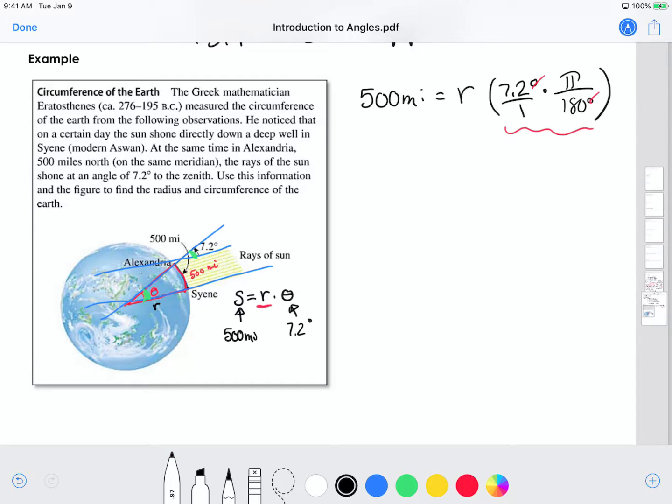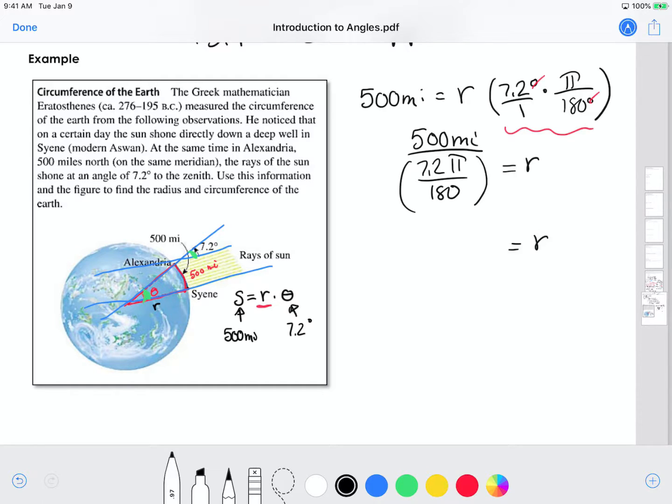So then to solve for r, I just got to divide both sides by 7.2 pi over 180. So I'm going to put that in the calculator. I'm going to have 500 divided by, now I have to remember to put parentheses around the denominator so the calculator knows all of that is in the denominator. 7.2 pi divided by 180.